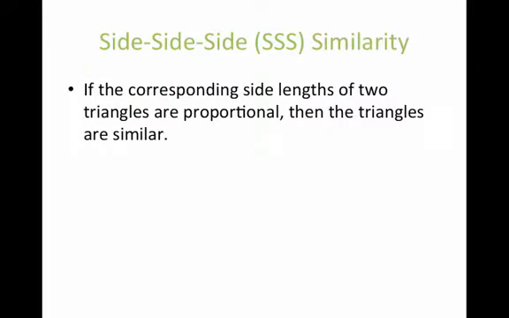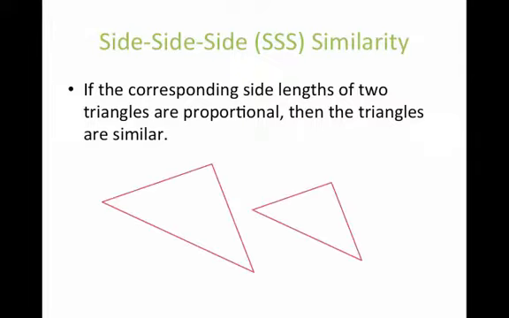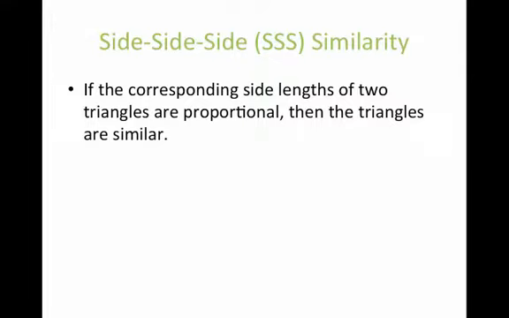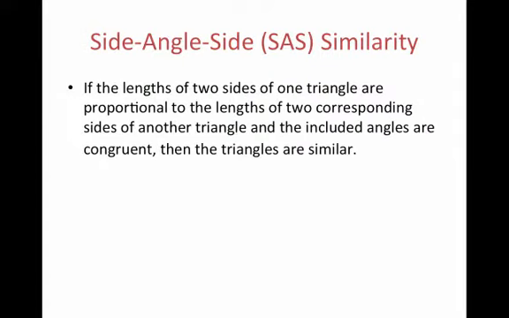The other triangle similarity shortcut is the side-side-side similarity. It says if the corresponding side lengths of two triangles are proportional, then the triangles are similar. I don't need to know anything about the angles. If I am given all three sides of both triangles, and I can determine that those three sides are proportional to each other, then that's enough for me to say that those two triangles are similar. I'll do an example with this in a moment, but first I want to talk about the side-angle-side similarity.